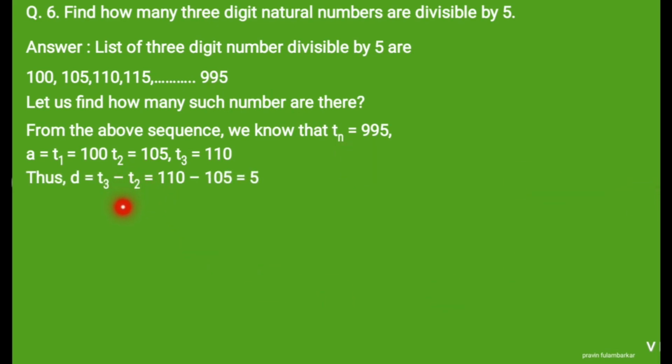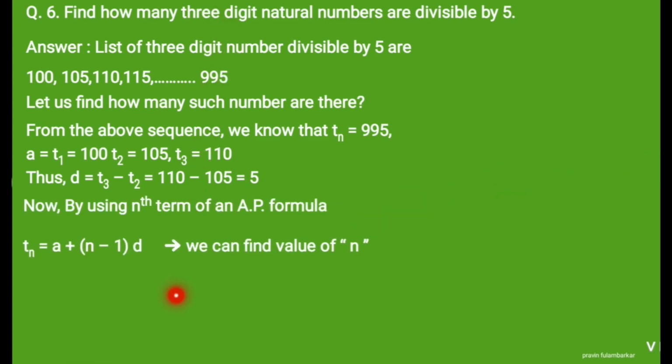First we calculate the common difference. D is equal to T3 minus T2. Here T3 is 110, T2 is 105. After subtracting we get 5. So the common difference is 5. Now by using the nth term formula of an arithmetic progression, Tn is equal to A plus n minus 1 into D, we can find the value of n.